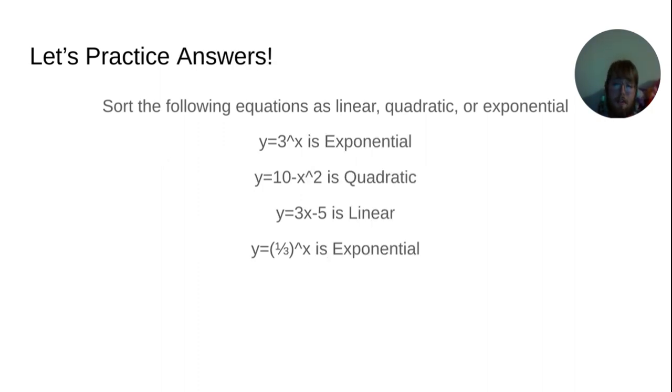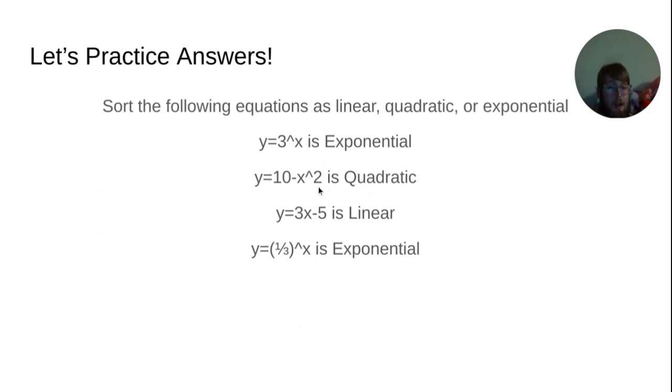So let's go over these. Y equals 3 to the power of x is exponential. This is once again because of that power of x. Anytime we have a base that's a number to the power of a variable, you know that's going to be an exponential function. Y equals 10 minus x squared is quadratic.